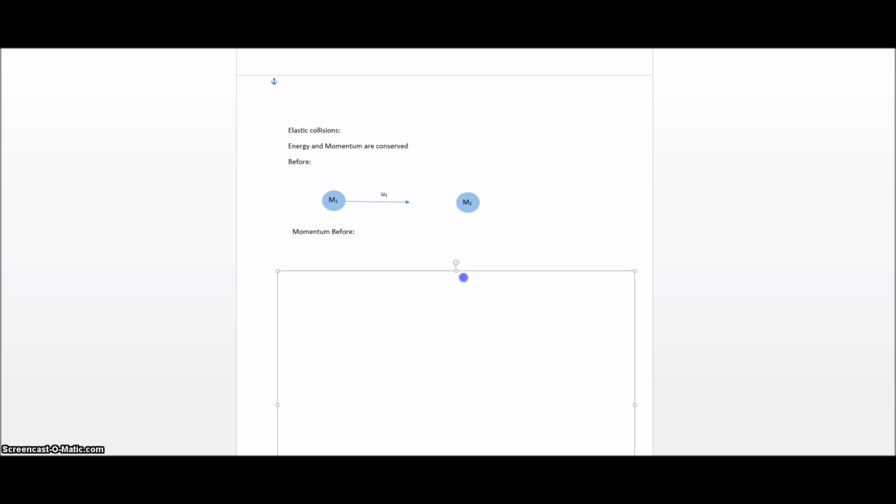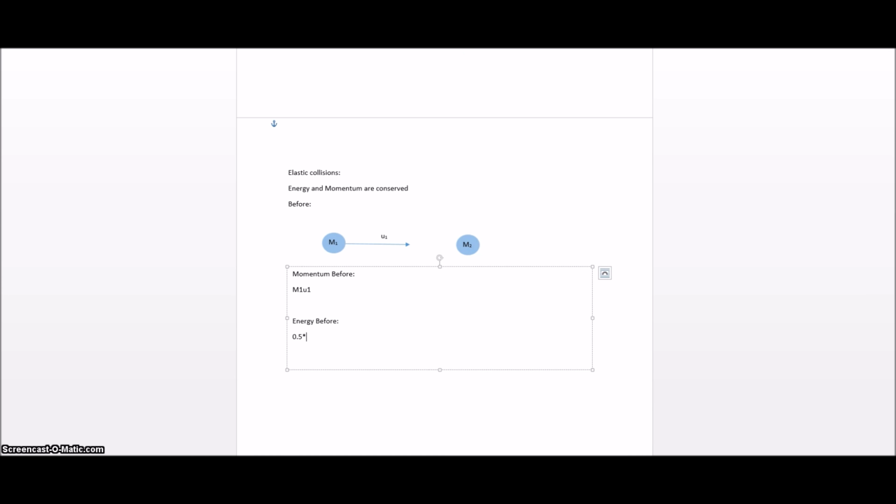So the momentum before of this, we should calculate as m1 u1 as before, and this has no velocity, so it's the same. And the energy here, we have to say is half, so I'm going to write 0.5, m1, and then u1 squared. And this u1 is the thing that's squared, not the entire mass and 0.5, because that's a different equation altogether.